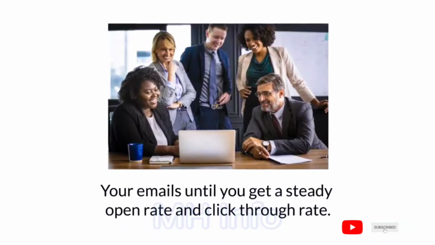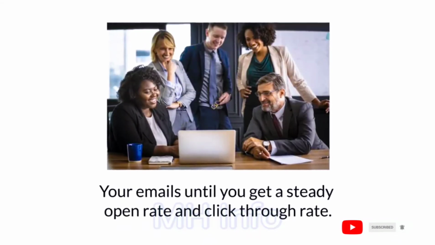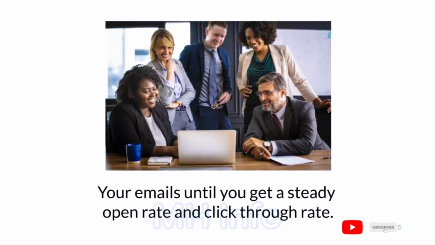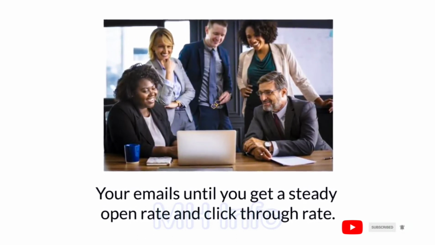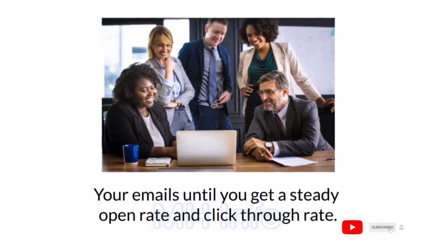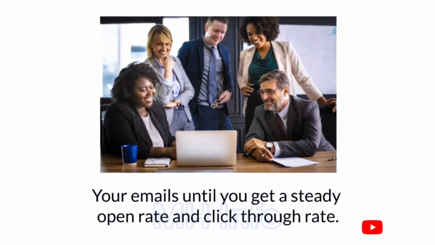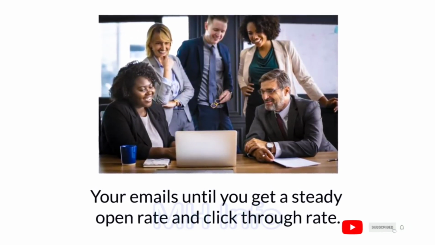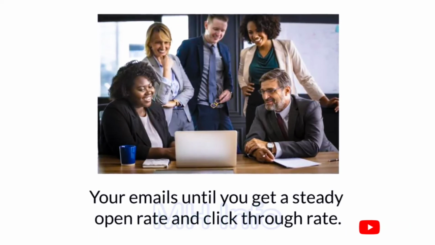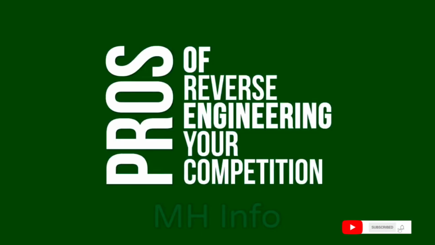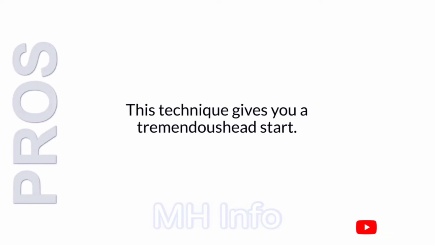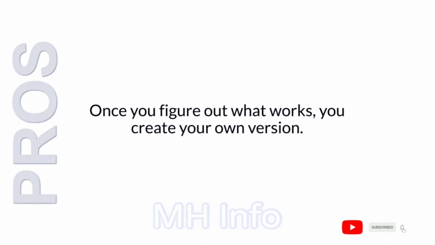Study your list's performance and get rid of emails that aren't opened enough and don't get clicked enough. Optimize them by replacing them with different versions and keep tweaking your emails until you get a steady open rate and click-through rate. From there, you can then optimize your landing pages to increase the income you make from your mailing list traffic. Advantages. This technique gives you a tremendous head start. You're not starting from scratch. Also, you make your competitors do your homework for you. Once you figure out what works, you create your own version.